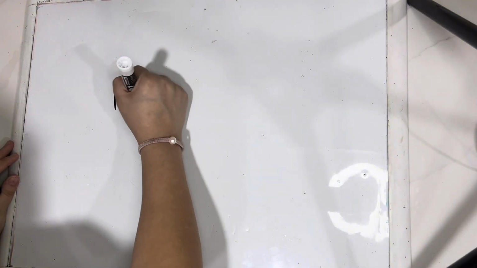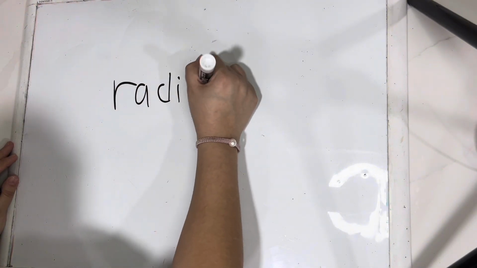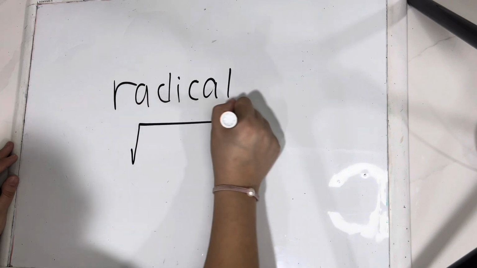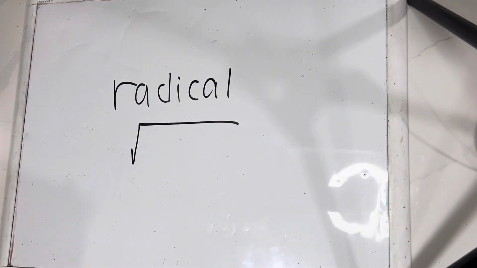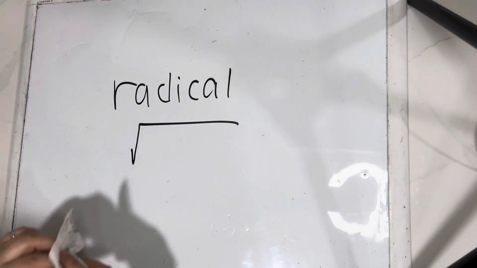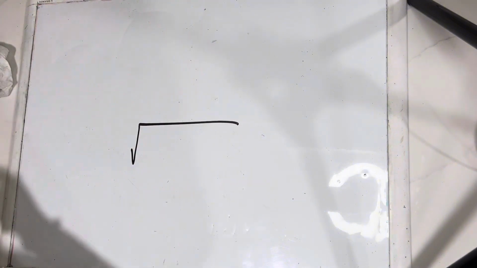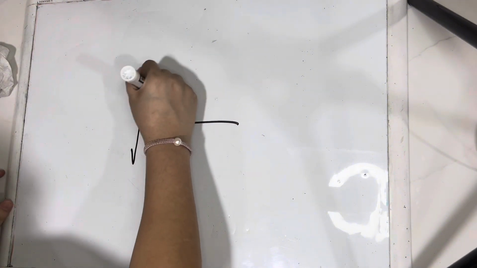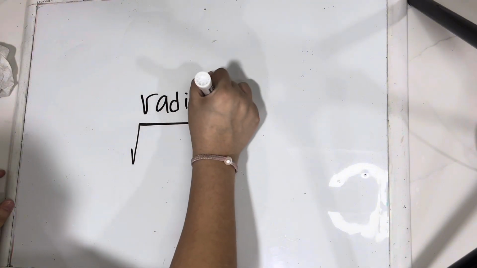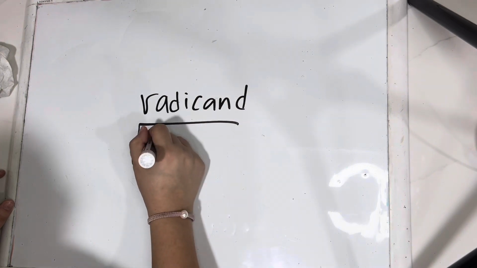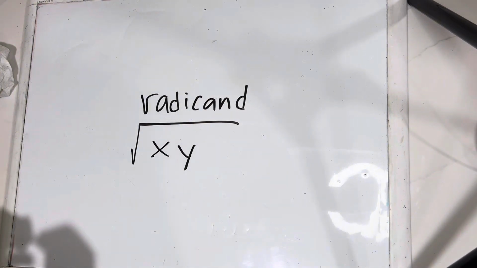You know that symbol that looks like a check mark? That's called a radical. A radical is a symbol used to indicate a root. Next, we have the name of the expression that sits under the house, the radicand. The radicand is the number or expression inside the radical symbol.